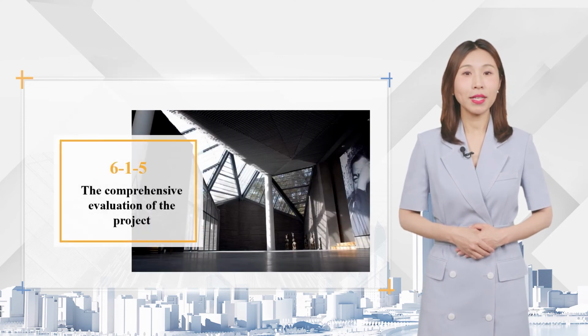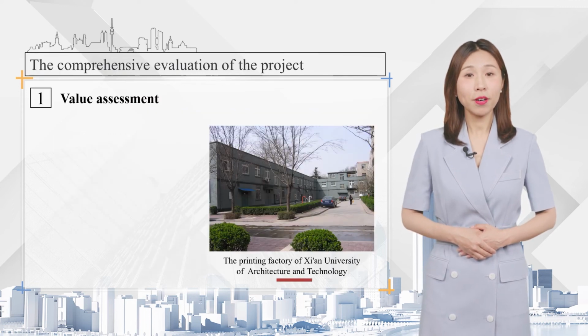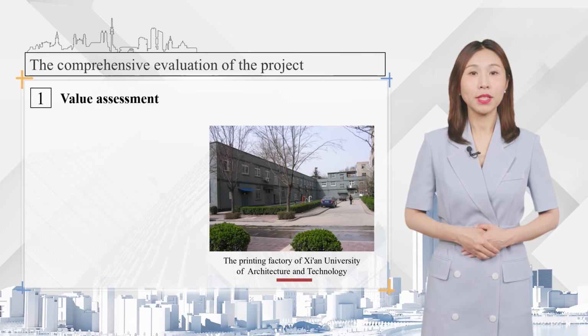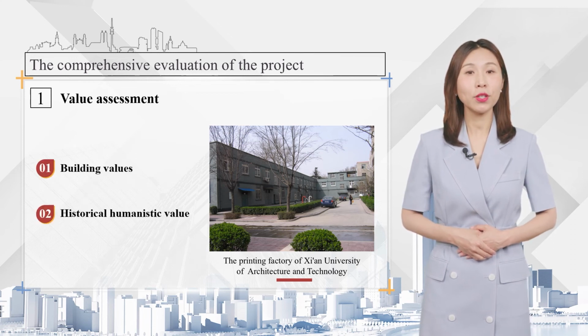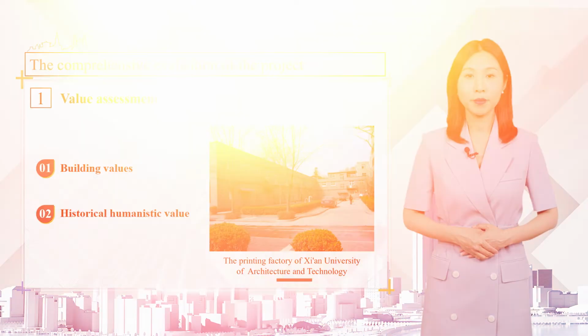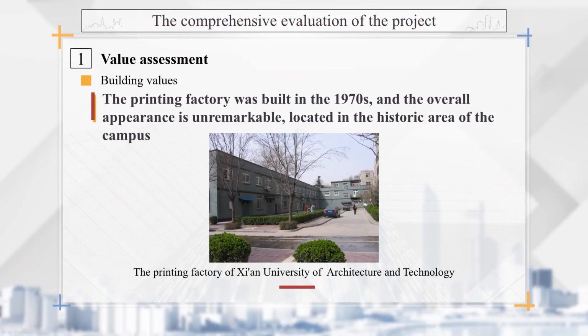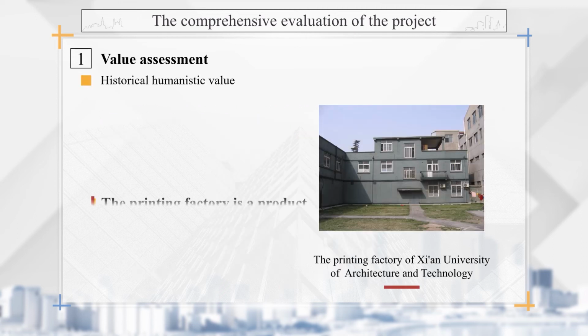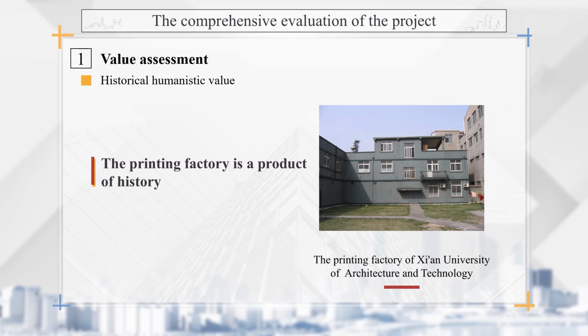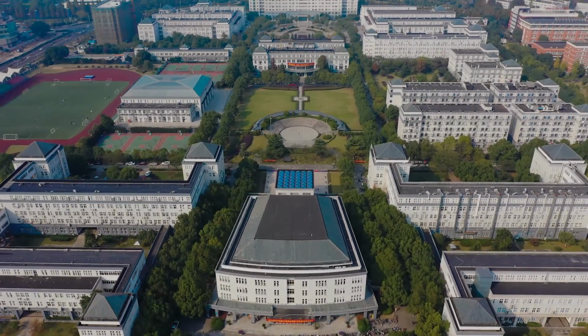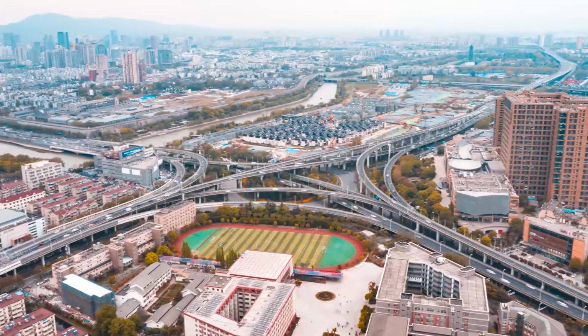The fifth part is the comprehensive evaluation of the project. The first is value assessment, including architectural and historical humanistic values. The printing factory was built in the 1970s, and the overall appearance is unremarkable, located in the historical area of the campus. However, the printing factory is a product of history and has special historical value. The school is a place to pass on history and educate newcomers.